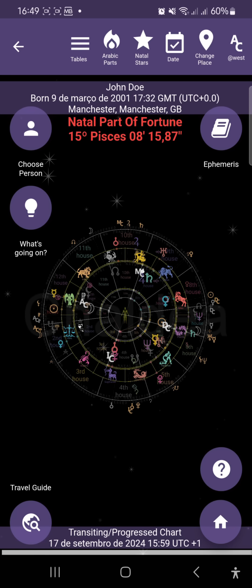The part of luck or fortune represents in the birth chart the area of life where the person has the opportunity to find prosperity, success, and happiness.